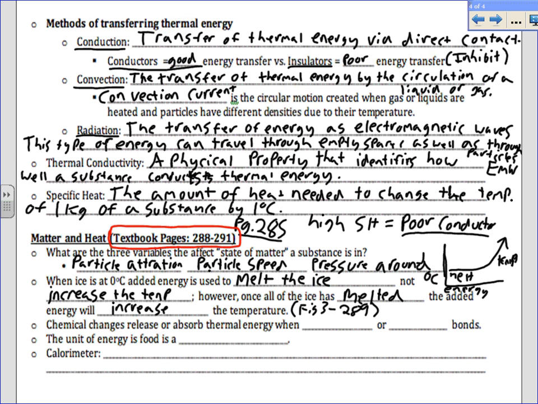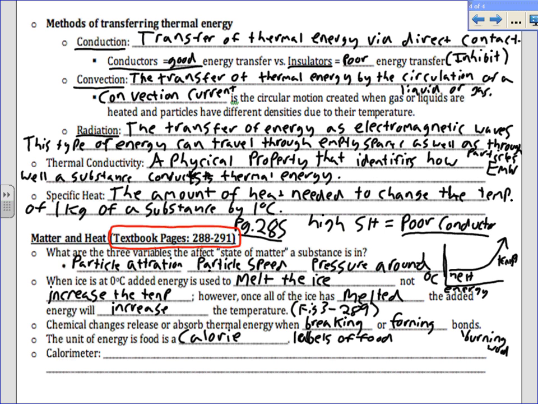Okay, chemical changes release or absorb thermal energy when breaking or forming bonds. An example of this would be burning wood. Because chemical changes absorb or release thermal energy, that's why we feel warmth when burning wood. All right, and the unit of energy in food is a calorie. And many of you have heard this word and seen this word because it's found in the labels of food. So you should be familiar with that.